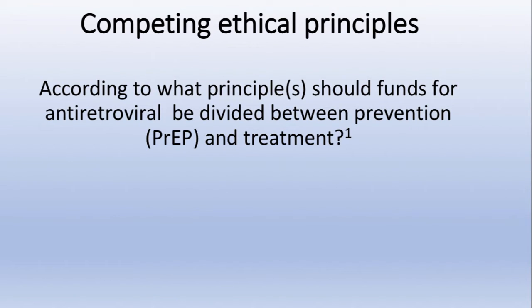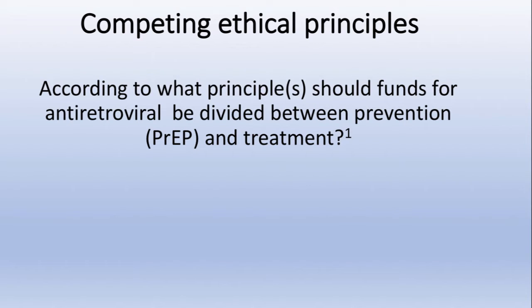There's limited funds for intervening with HIV in a high prevalence country, let's say. And the budget for antiretroviral drugs is insufficient to provide both prevention through PrEP and treatment through direct provision of antiretroviral drugs to positive people. So there's a trade-off here. You can't treat everybody, and the question then is, how do you divide this limited resource between prevention and treatment?